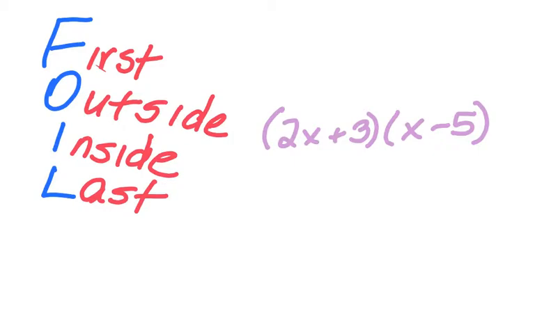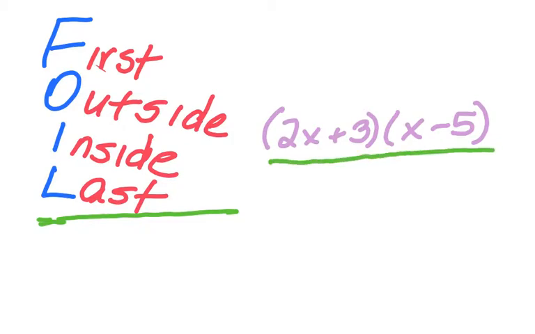Okay, so here we go. You can see again, we've got our trusty FOIL, first, outside, inside, and last, and that is what you copied down in your notes already. You'll also notice this, 2x plus 3 times x minus 5, as something that you've also written in your notes. What we're going to do now is identify what FOIL means. So let's see, undo.